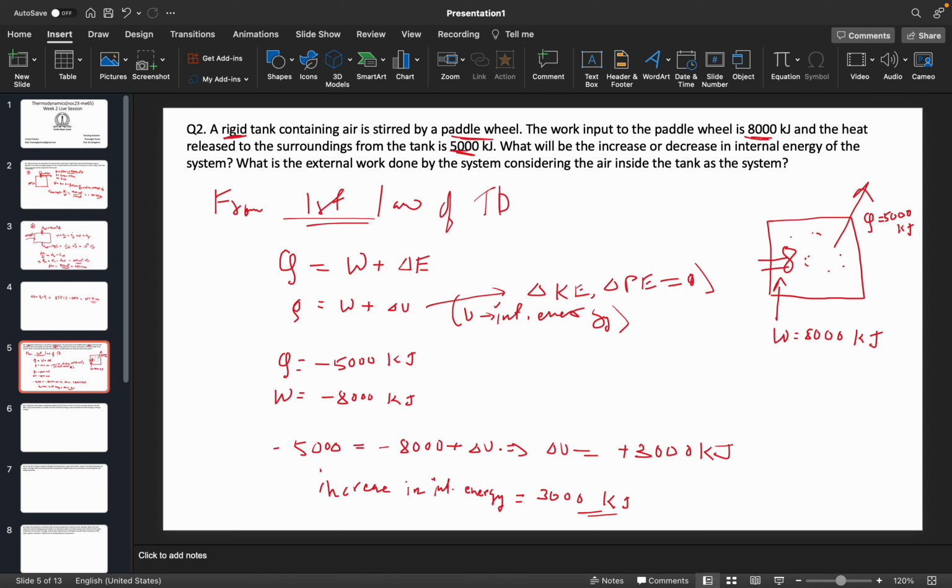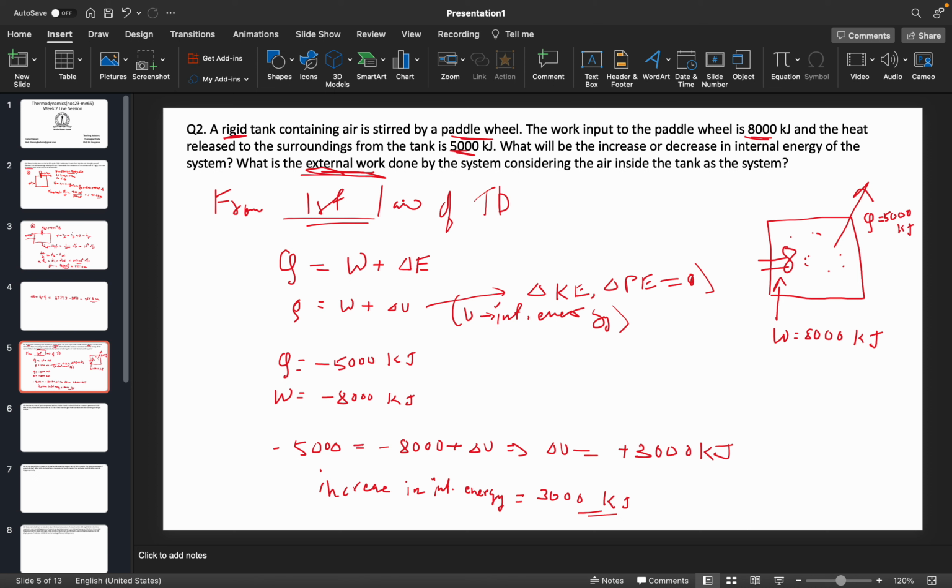Now this is very simple. The second part is a bit trickier one. What is the external work done by the system, considering the air inside the tank as the system? Already this one we have considered, that's how we have calculated the first part. That means this whole question considered air. Now you have to calculate the external work done.